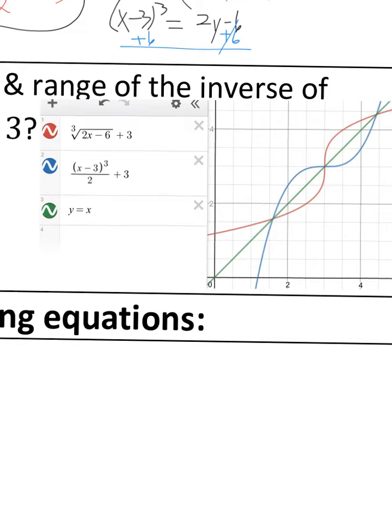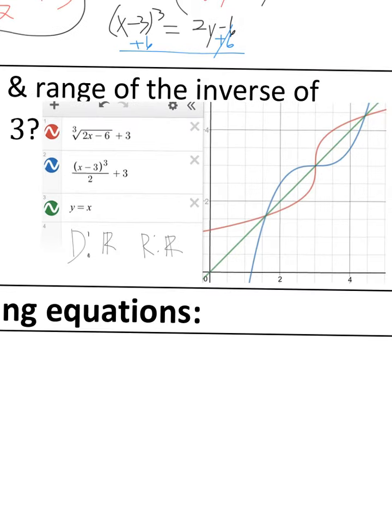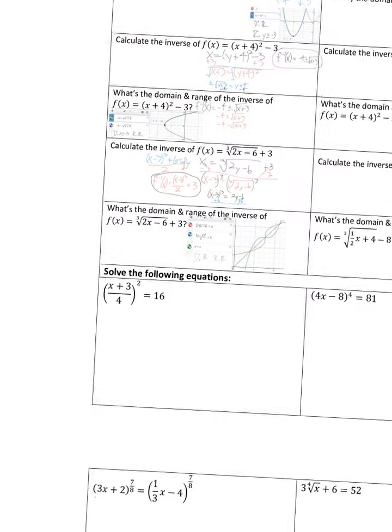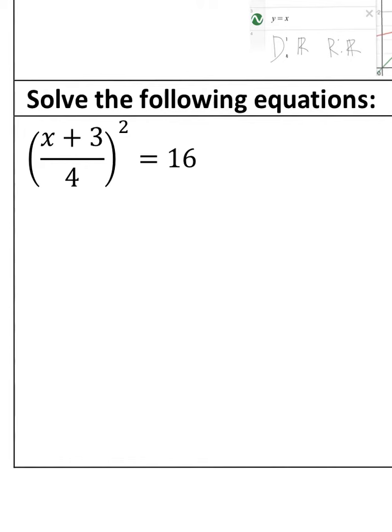It's when you have an even root or an even power that you have a domain or a range that's restricted, okay? So, again, officially I just wrote domain is all real numbers, range is all real numbers. Let's move on. Here we're going to solve equations.